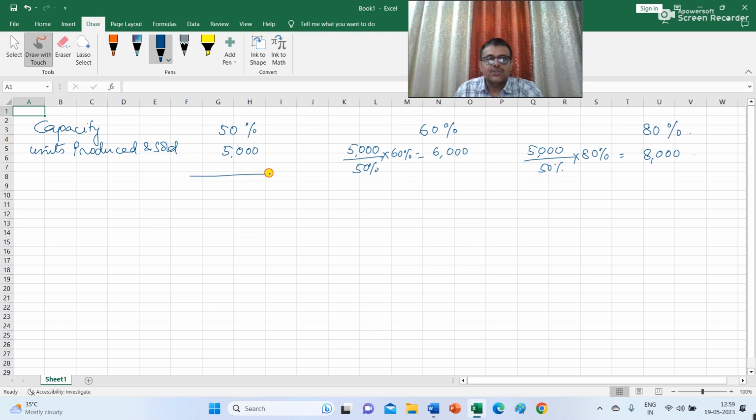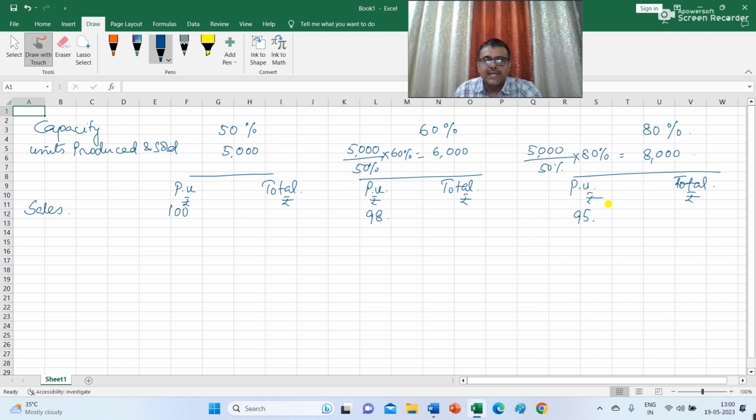Now we are preparing the cost structure. Under each capacity, I am writing here per unit and total. Then again at 60% capacity, I am writing per unit and total. And at 80% capacity, I am writing per unit and total. First, I am writing the sales. So selling price per unit is rupees 100 at 50% capacity, and at 60% capacity the per unit selling price will reduce by 2%. So this will be 98. And at 80% capacity, the selling price will reduce by 5%. Then this will be rupees 95.